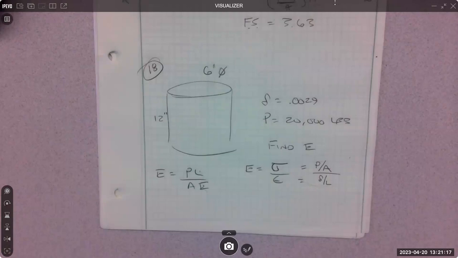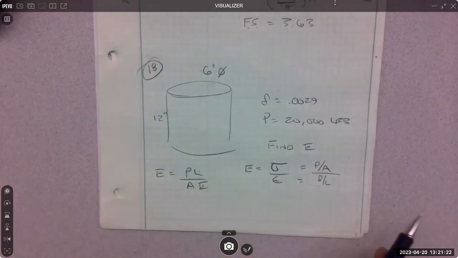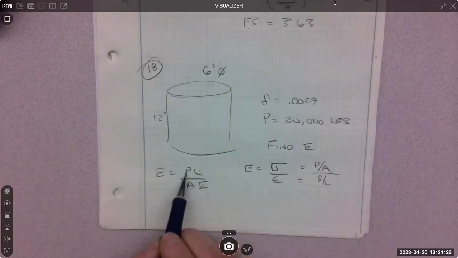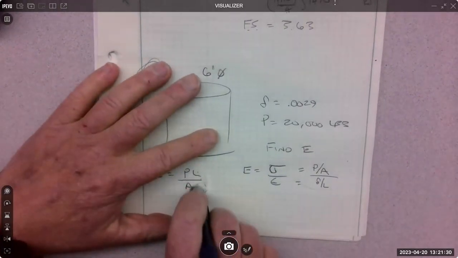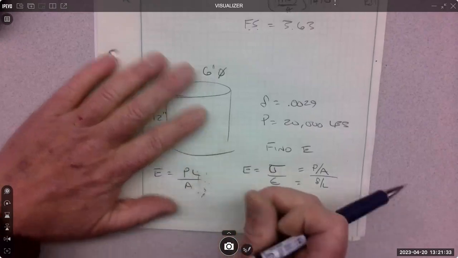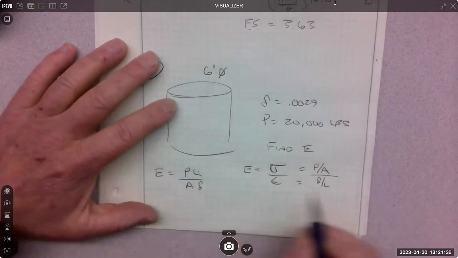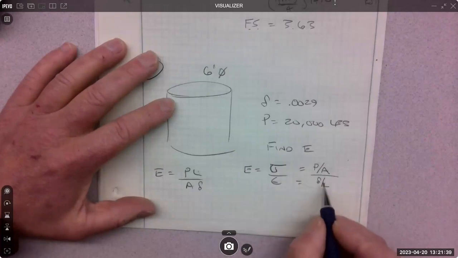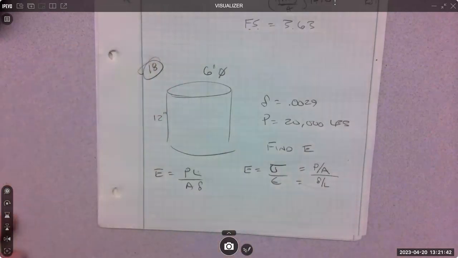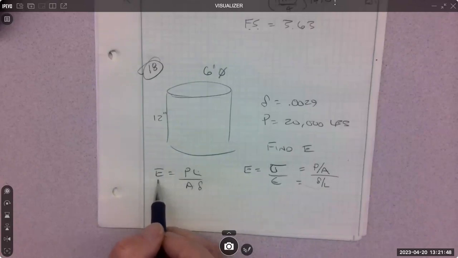So this we use quite a bit. If we know the area and we know the original length and we know P, why did I put that in there? Sorry, delta. Delta's here down below, L flips up and A is already down below, so it stays there. PL over A delta. So if we know all these, we can get the modulus.